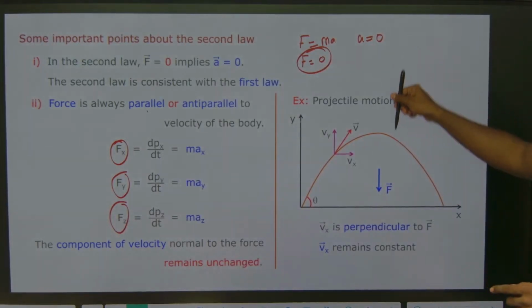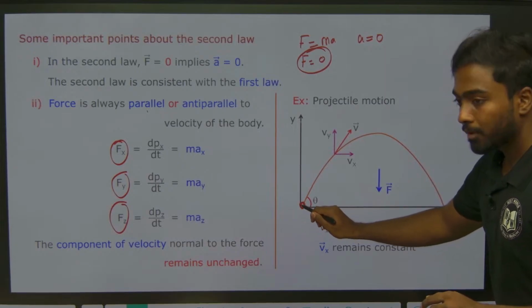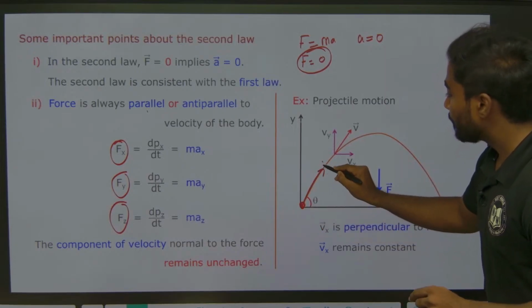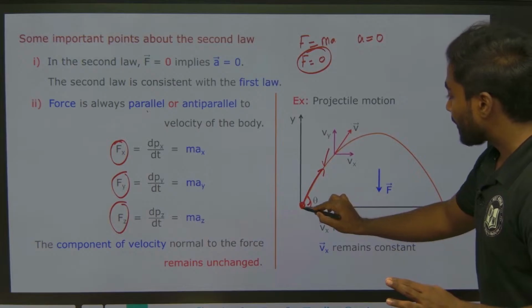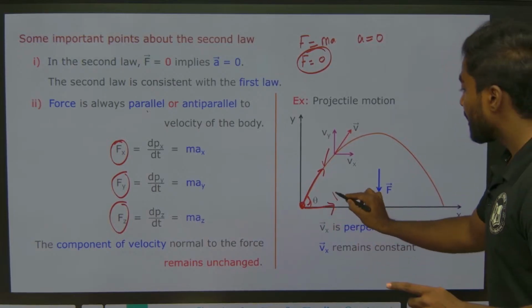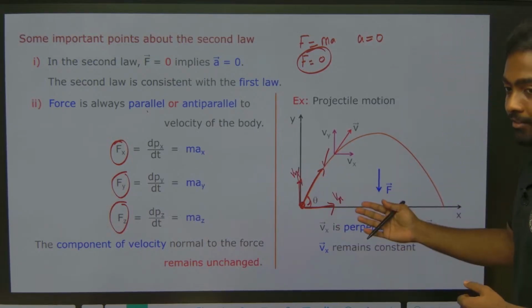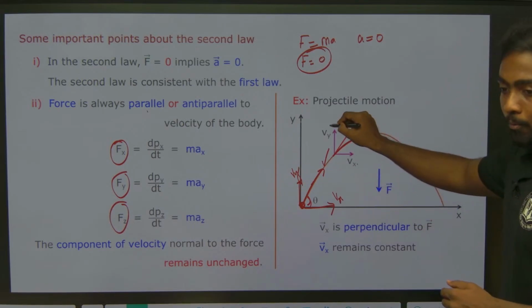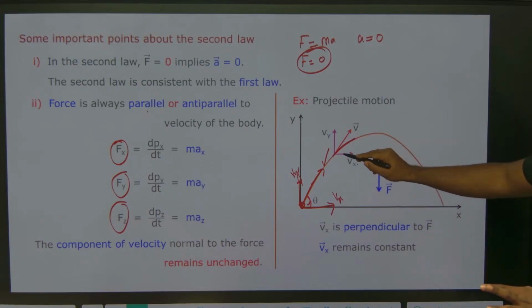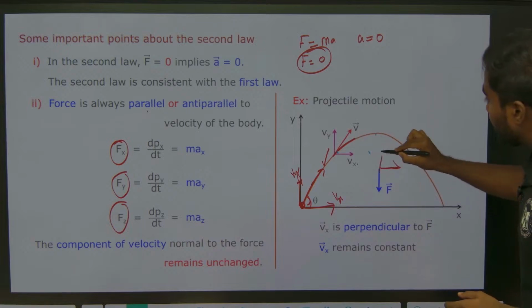Take a projectile motion, where the force is acting downward. The object is projected with some velocity v at an angle theta. So I should take the components, which are velocity x and velocity y, in the x direction and y direction. Similarly, at every point it will have x and y components. The x velocity is perpendicular to the force, and the y velocity will be parallel.